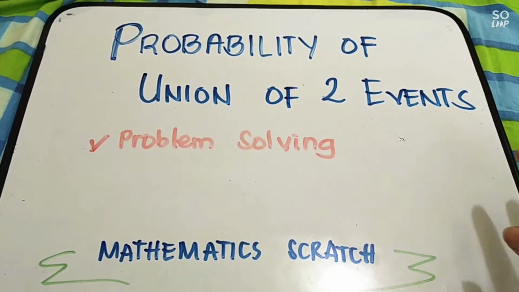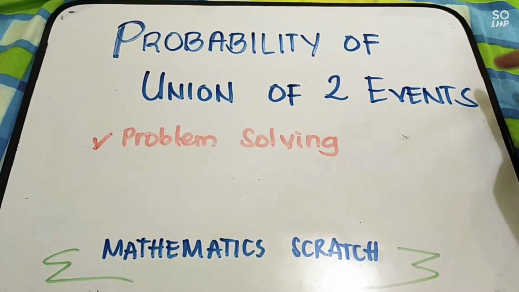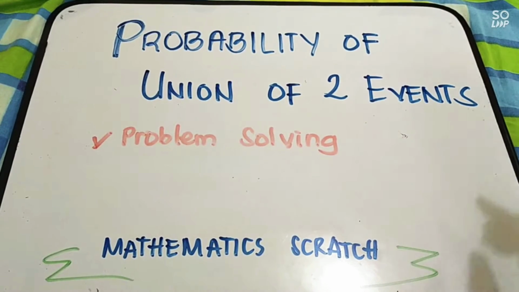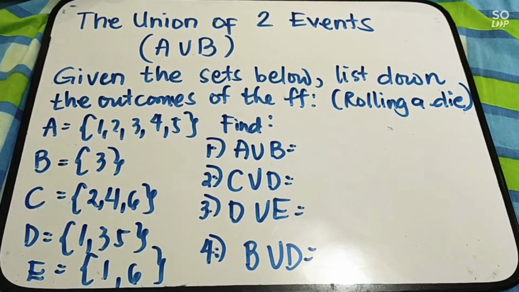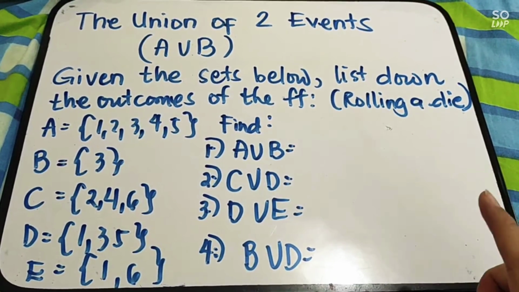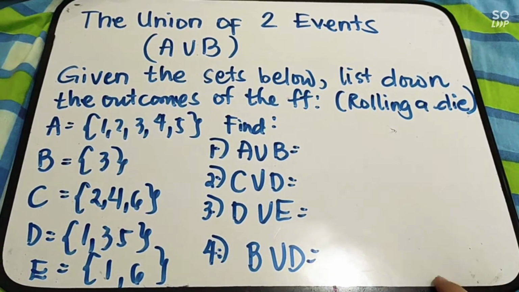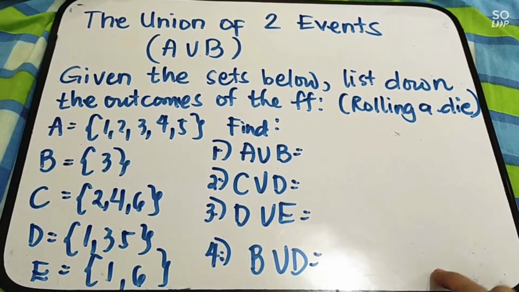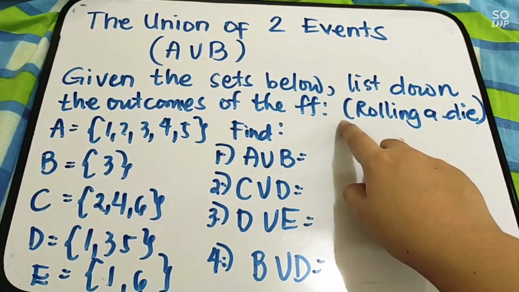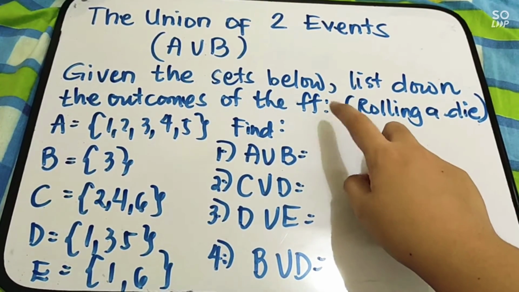Today is about problem solving involving probability of union of two events. Let's have first a short review in union of two events before we go with the problem solving. So we have here, given the sets below, list down the outcomes of the following.